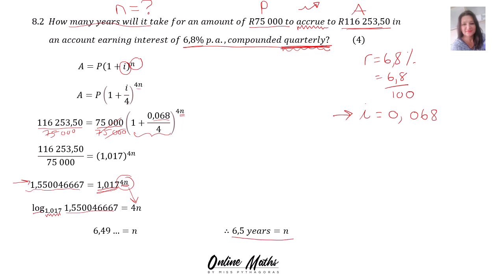Where's the marks? The marks are the substitution bit. By saying that I is 0.068 over 4, because that's for the quarterly, and then your log conversion, and then fourth mark, final answer.